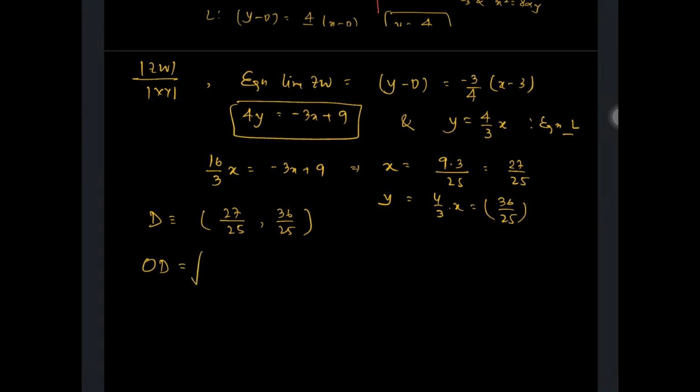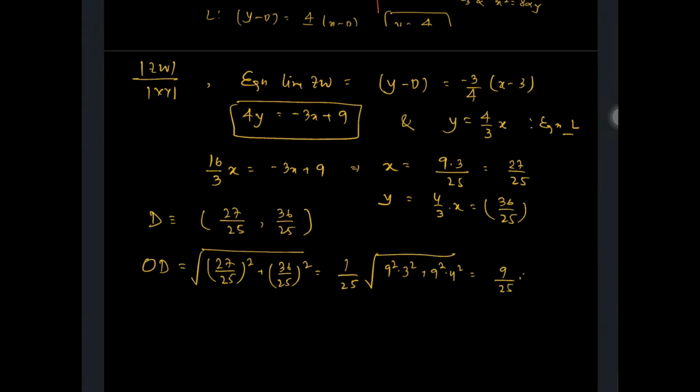So OD is under root of 27 by 25 square plus 36 by 25 square. So 25 will come out. You can write it as 9 square into 3 square plus 9 square into 4 square. So this is 9 by 25 into 5, that is 9 by 5. Similarly, what is OP?